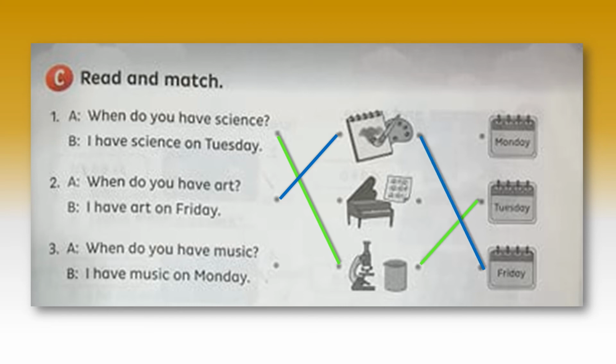There we go. And number 3, when do you have music? Well, there is only one more, and I can see some music on paper and a big piano. A piano plays music, so that must be this one. And the answer is, I have music on Monday. There's Monday right there. Okay. Does your answer sheet, does your page look like this? Yeah, I hope so.